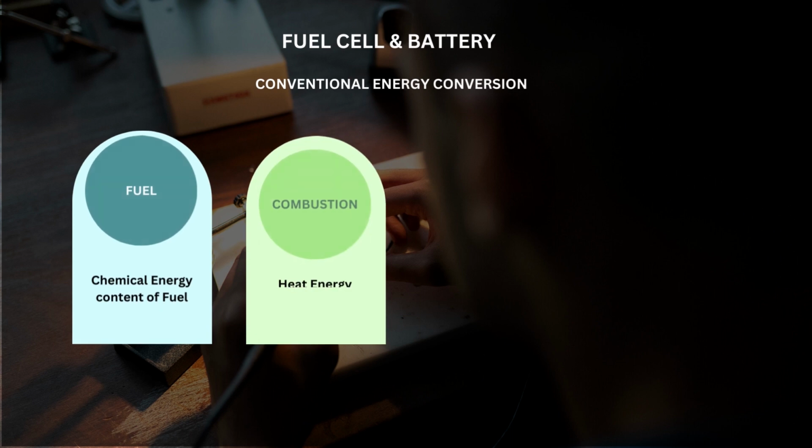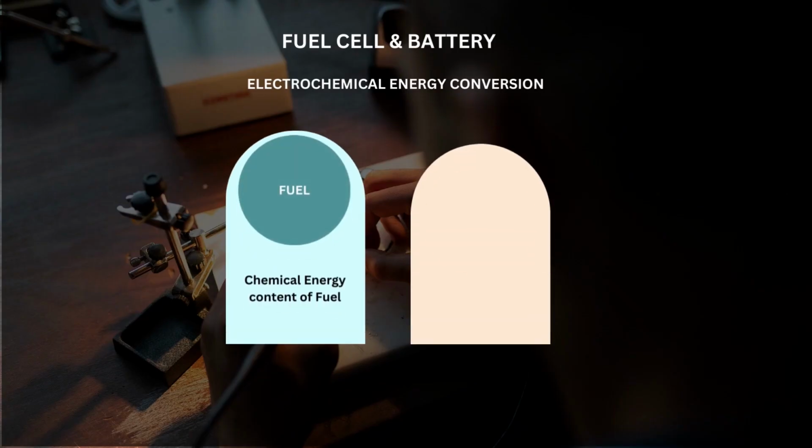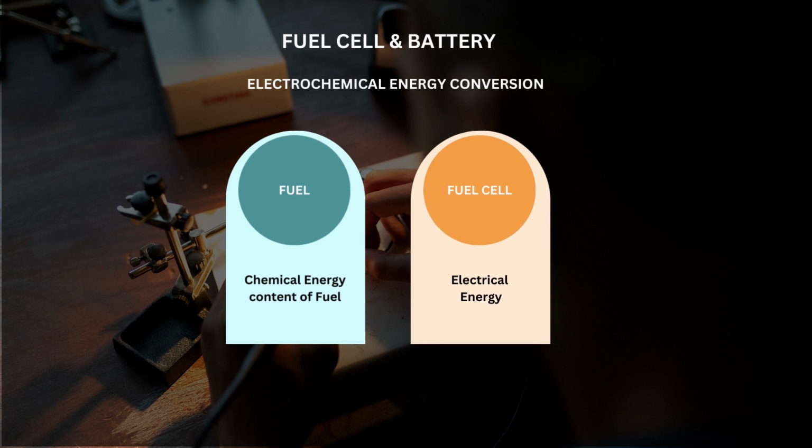The energy conversion comparison between conventional and electrochemical conversion is seen over here. In conventional energy conversion, the chemical energy of a fuel is converted into electrical energy via three different stages. In the first stage, the chemical energy of a fuel is processed in a combustion chamber, where the burning of fuel takes place and releases heat. This heat is used by a heat engine to produce mechanical action. The mechanical action is coupled with a generator, by which electrical energy is produced. In the case of electrochemical energy conversion, the fuel cell directly converts the chemical energy of a fuel into electrical energy.